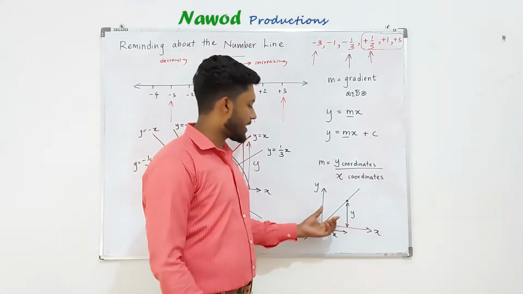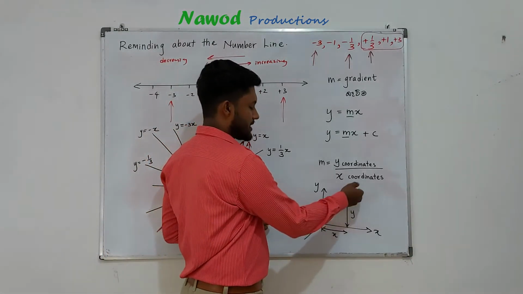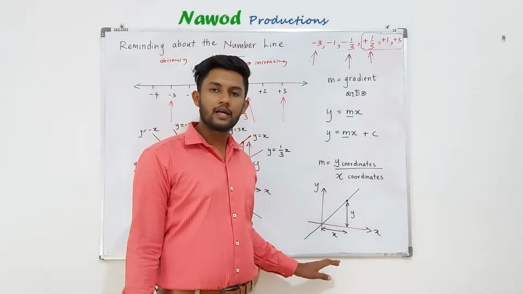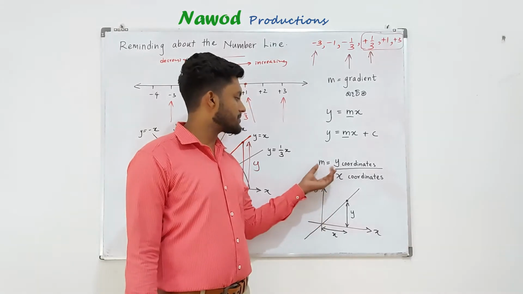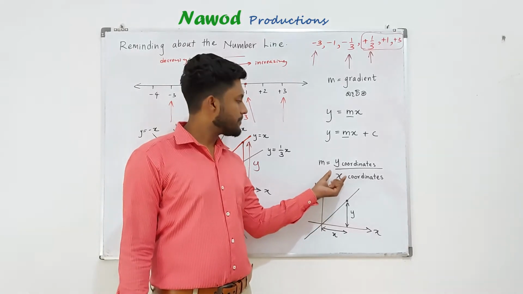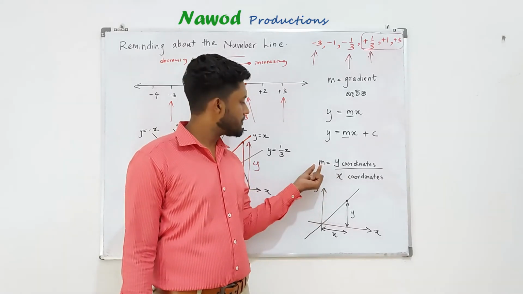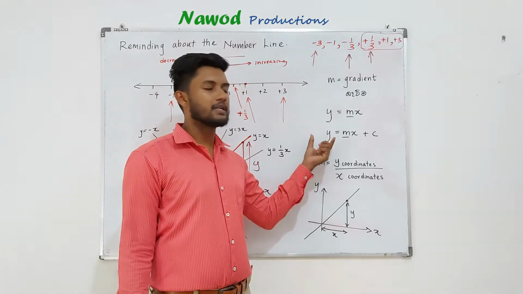Then if you want to find the m of this straight line, we want to get the y coordinates and the x coordinates. By dividing the y coordinate by x coordinate, we can obtain the m, or the gradient.